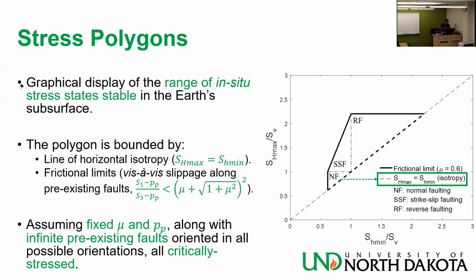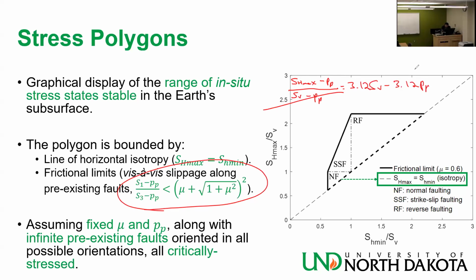Now, I want to use reverse faulting. Take this equation. What is S1 in reverse faulting? The answer is SH max minus PP, divided by S3 in reverse faulting, which is SV minus PP, equals 3.12. Delete that: SV minus PP times 3.12. Clean it up.